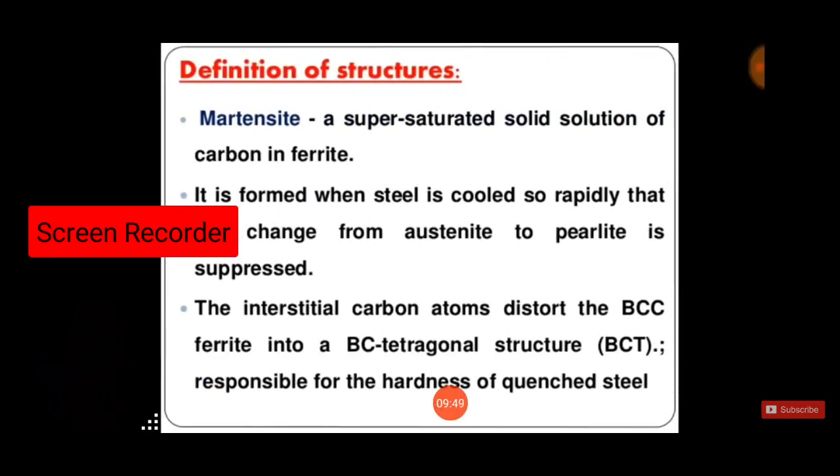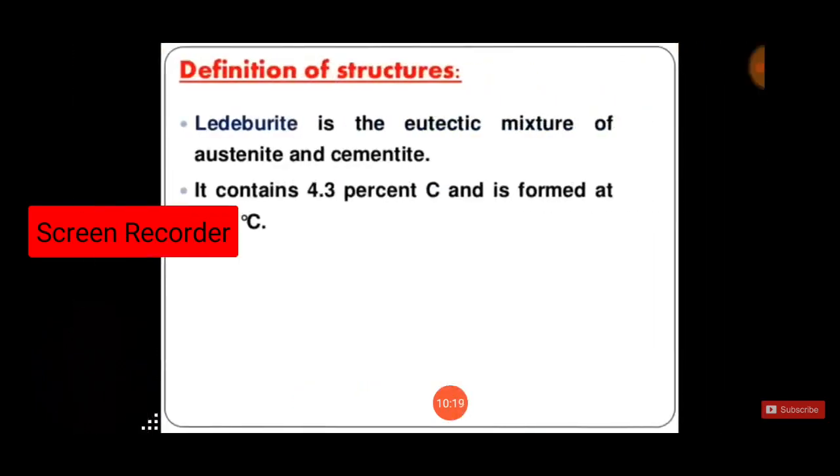Martensite, a supersaturated solid solution of carbon in ferrite. It is formed when steel is cooled so rapidly that the change from austenite to pearlite is suppressed. The interstitial carbon atoms distort the BCC ferrite into a body-centered tetragonal structure, BCT, responsible for the hardness of quenched steel. Ledeburite is the eutectic mixture of austenite and cementite. It contains 4.3% carbon and is formed at 1130 degrees Celsius.